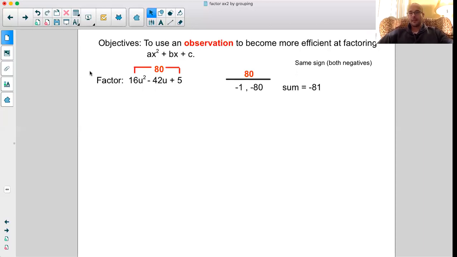1 and 80, they make an 81. 2 and 40, they make a 42. Winner. Okay, so what are we going to do with that? We are going to realize that these are the outer and the inner products that created this term. We're going to separate this term out into its 2 pieces, the negative 40u and the negative 2u. And the order doesn't matter there. It's going to work either way. You'll find the factoring by grouping works either way.